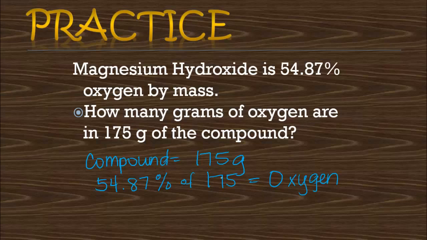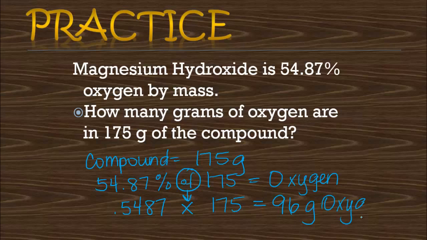So how do I do this? I'm going to do straightforward math. I'm going to find a percent of a whole. So when we look at this, we change this into 0.5487, and then "of" means to multiply. So what I've done is I've taken the percent, 0.5487, multiplied it by 175, so I know I have 96 grams of oxygen.